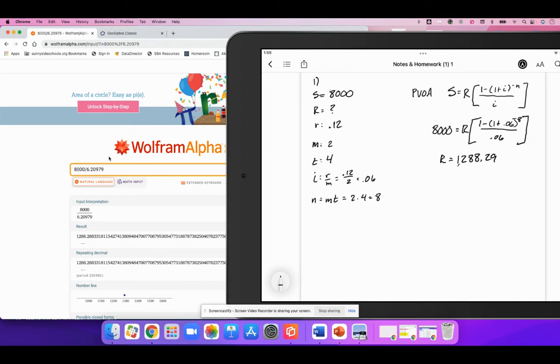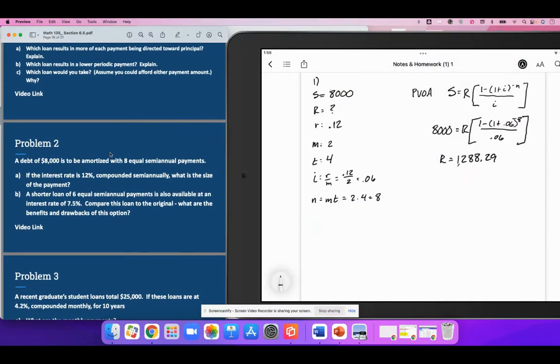So $1,288.29 is going to be the size of the semi-annual payment. So the size of the semi-annual payment will be $1,288.29. A shorter loan of 6 equal semi-annual payments is also available at an interest rate of 7.5.